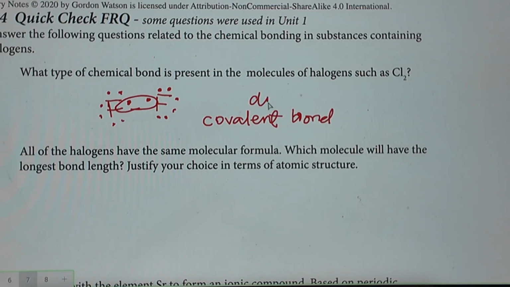Probably a double covalent bond too. Okay, and then, because it's not just sharing these two, it's sharing another two as well. All the halogens have the same molecular formula.